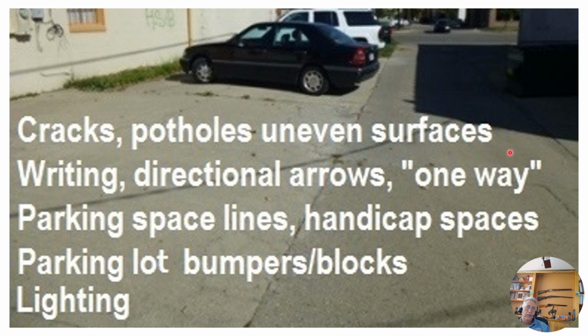This is the alley on the right. You're looking for cracks, potholes, uneven surfaces, just like on a driveway at a house, right? No difference there. There may be writing. There's not in this lot, but there may be writing in parking lots. So parking stripes for parking spaces, directional arrows, I might say one way. Parking space lines, like I said, handicap markings for spaces.